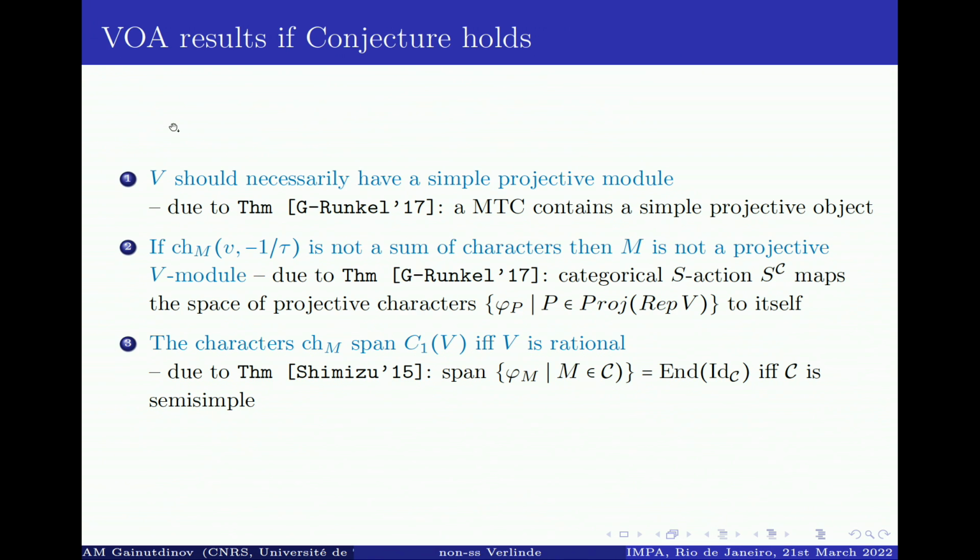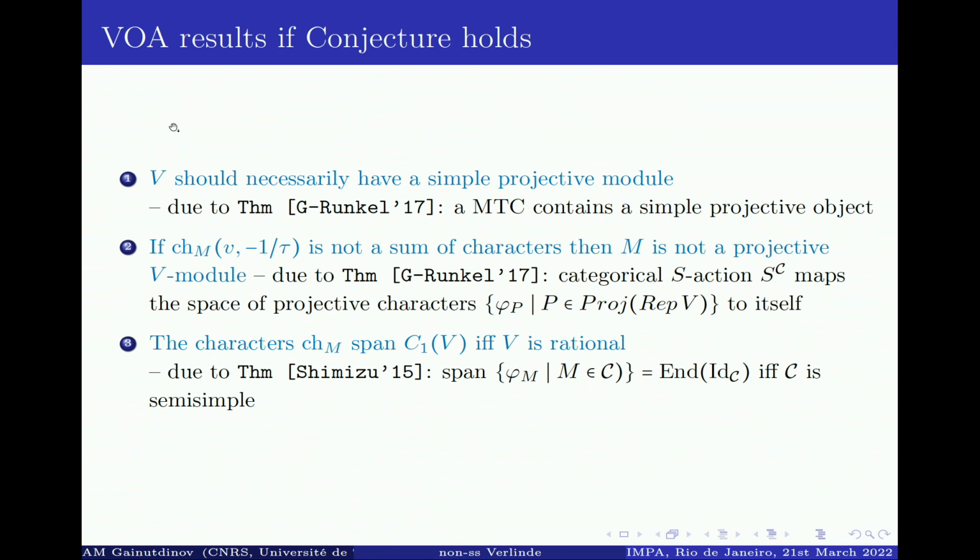Let me finish with some VOA results if this conjecture holds. First of all, V should necessarily have a simple projective module. This is due to my theorem with Ingo that every modular tensor category contains at least one simple projective object. Another thing is that if the modular transformation of the character is not a sum of characters, then your VOA module M is not a projective V-module. So the modular S transformation allows you to detect whether a module is projective or not.